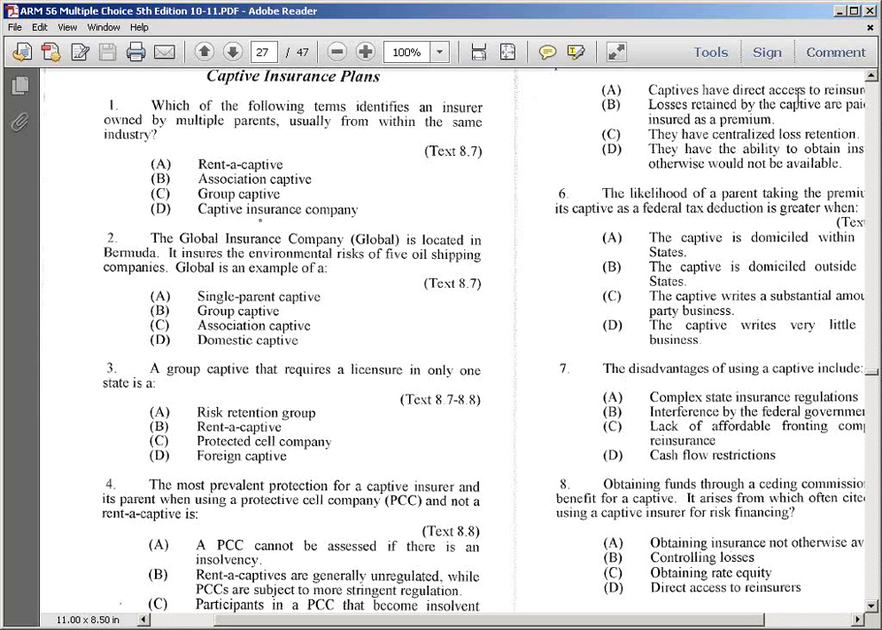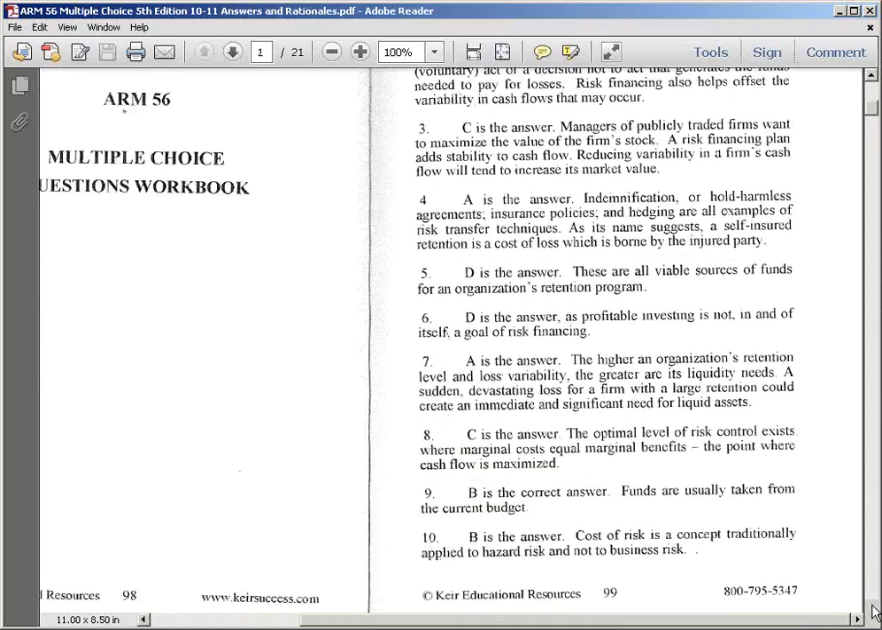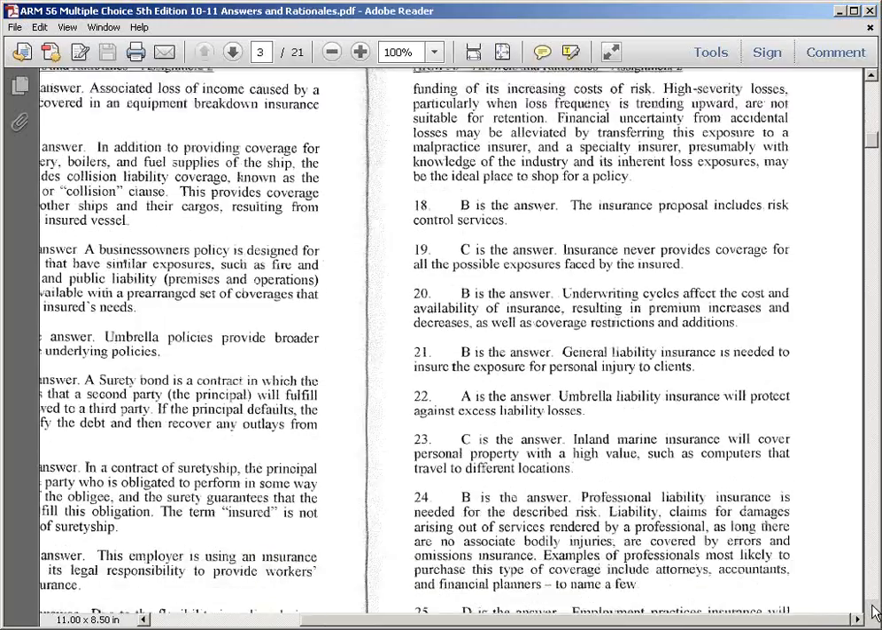On this one, the answer is going to be C, a group captive, which identifies insurer-owned. The key word, the difference, is it's insurer-owned instead of association-owned, by multiple parents. Now you could also say, because you remember there's agency captive and group captive, that would probably be part of it. I'll go find the text here for this one, so that you can actually see the wording of what's in here.